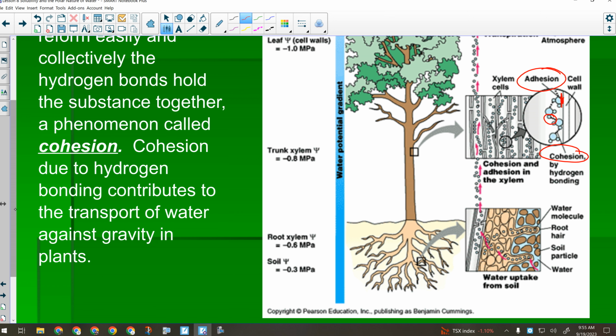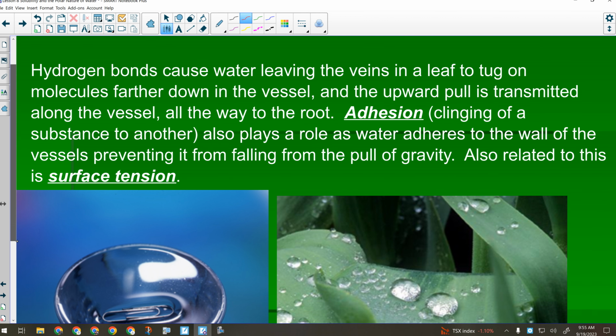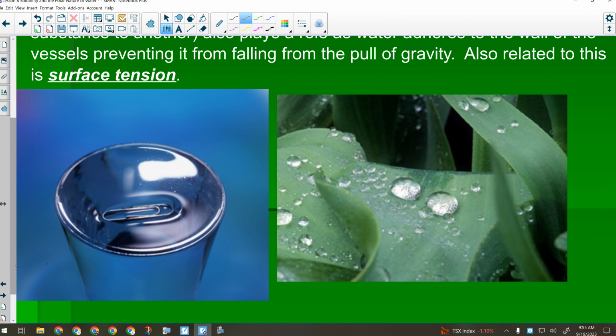So you see cohesion is in here. Cohesion is that bonding of two like things, or in this case, water to water. And then we have adhesion. That is the clinging of one substance to another. These are some examples of what that cohesion and adhesion look like. Cohesion is what makes the bead shape. Adhesion is what sticks it to the leaf. Everybody all right with that?